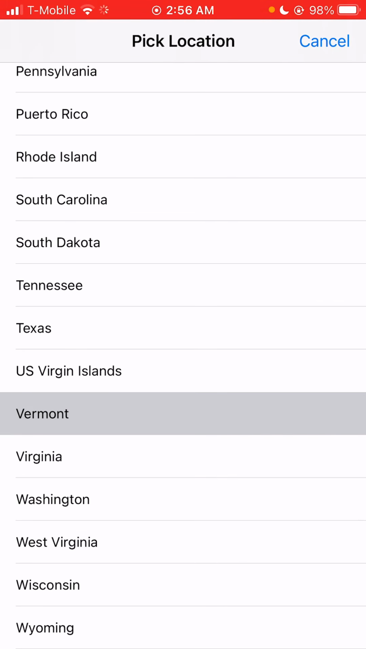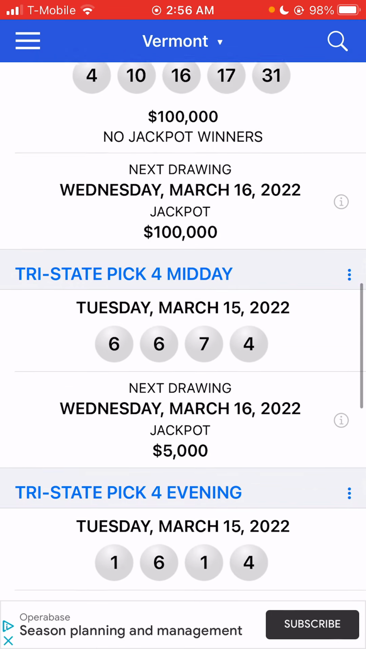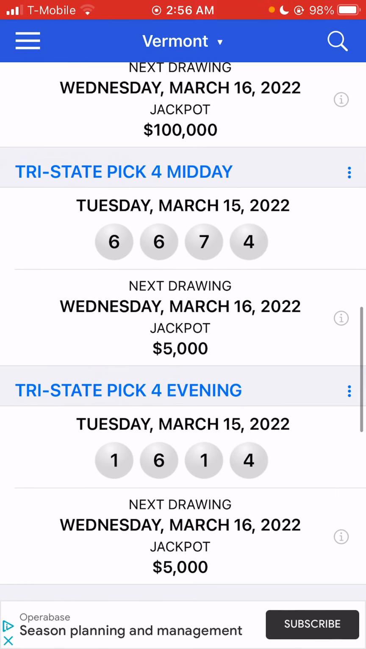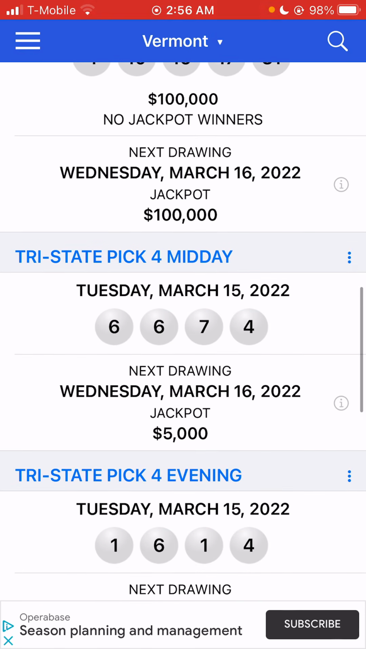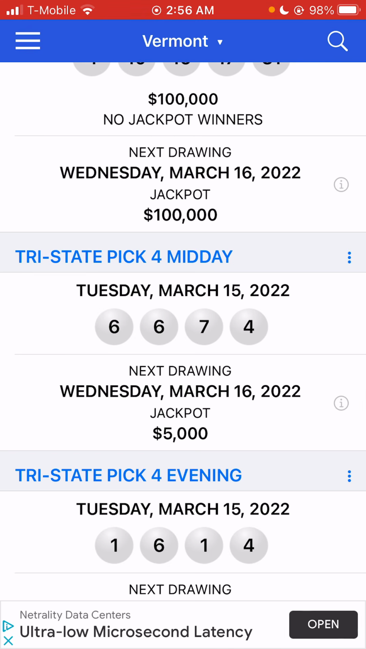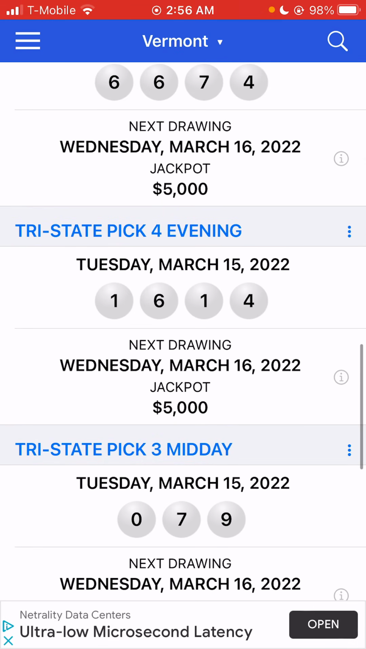Let's do Vermont. Okay, Vermont. For the midday, I would do the 6, the 7, and the 4 in the grid. For the evening, I would do the 1, the 6, and the 4 in the grid.